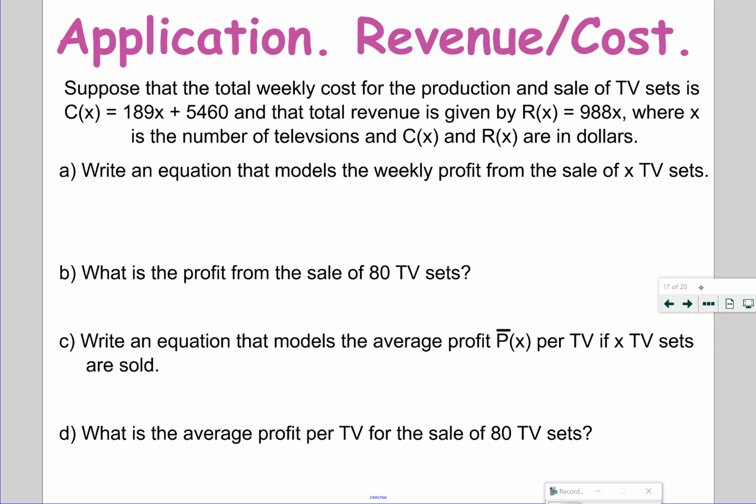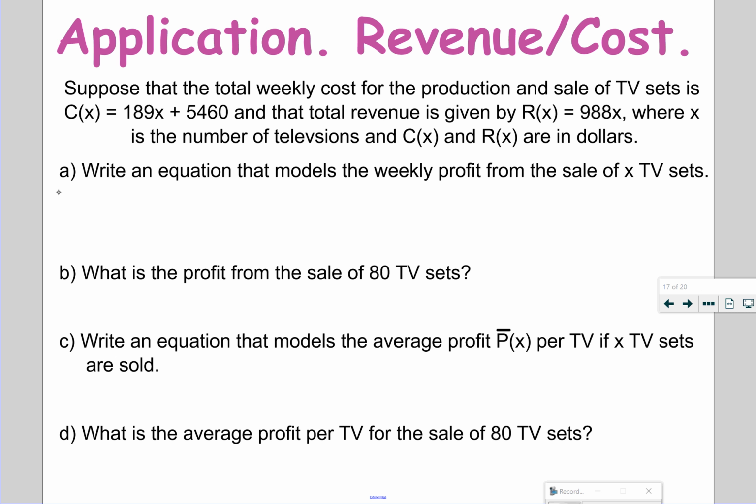Okay, let's look at some application problems now. Let's do this first one together. It says, suppose that the total weekly cost for the production and sales of TV sets is C of X equals 189X plus 5,460. So that's what it costs to make the TV. And then remember the revenue, which is the money that you bring in after the sales, is 988X, where X is the number of televisions, C of X and R of X are in dollars. Write an equation that models the weekly profit.